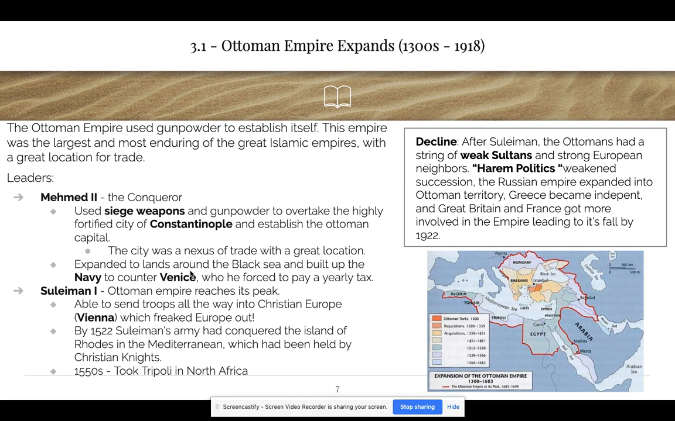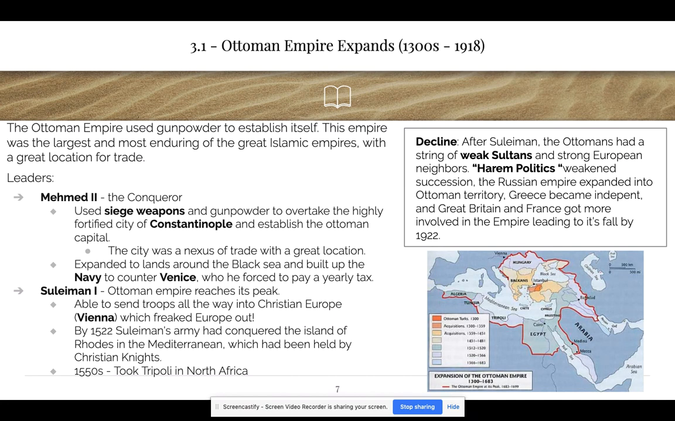He expanded to land around the Black Sea. He fought against Venice, which was a European nation, tried to expand that way, didn't quite get there, but did make Venice pay a yearly tax. This is scary to Europe. They right now are fighting their own wars, and they don't want to deal with the Islamic gunpowder empires.